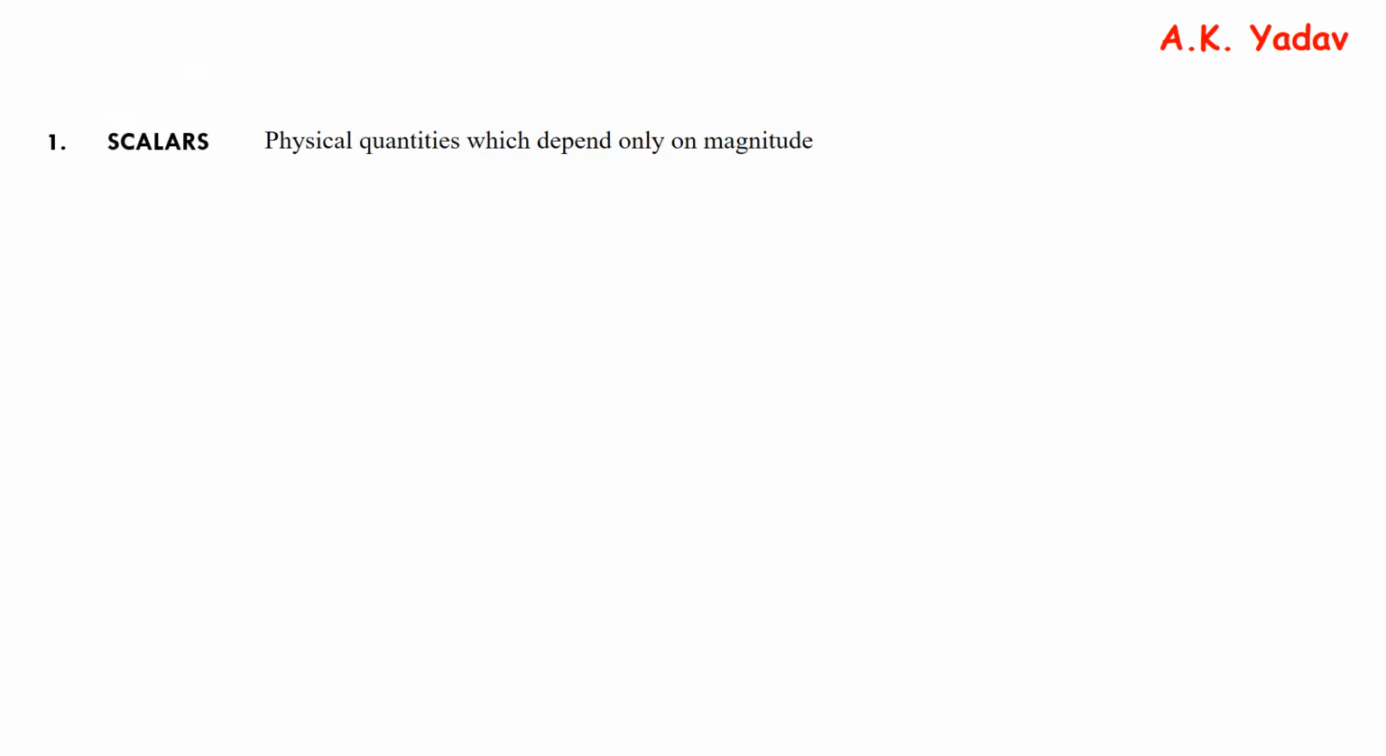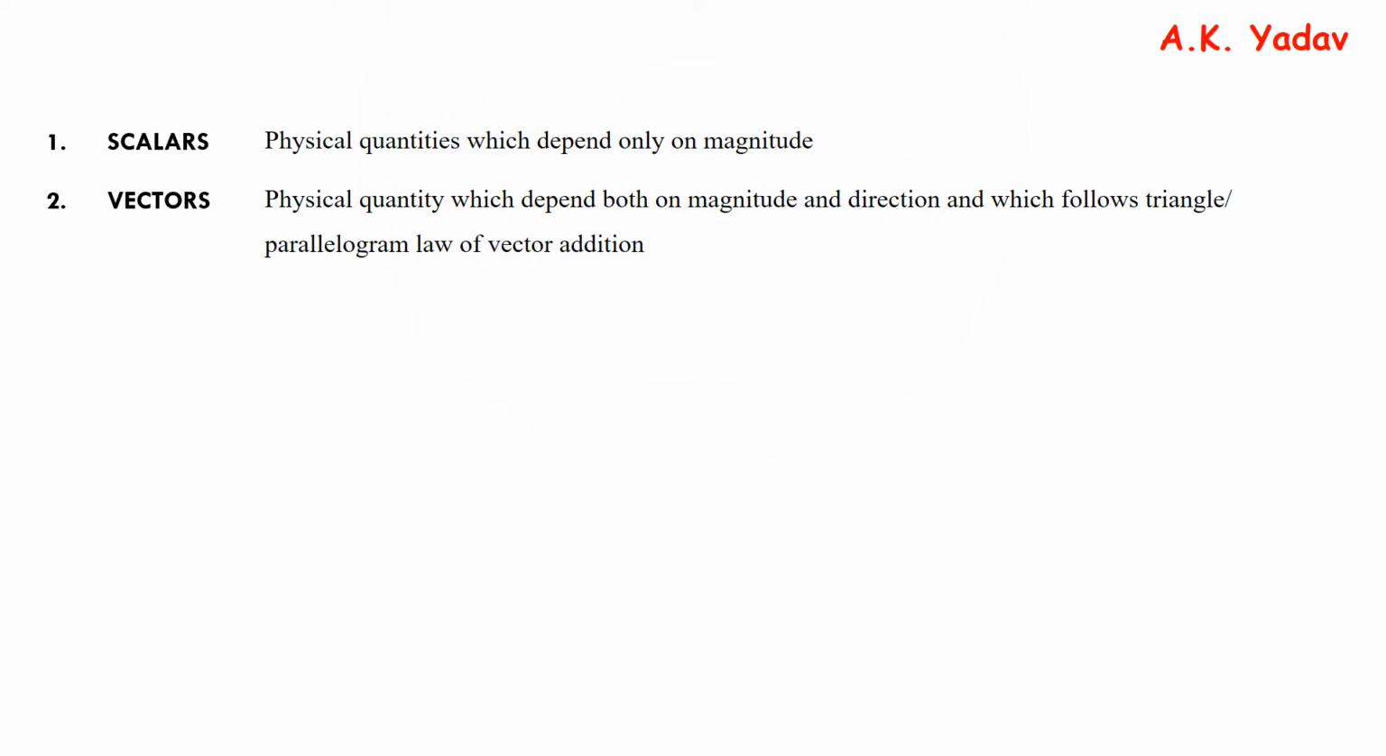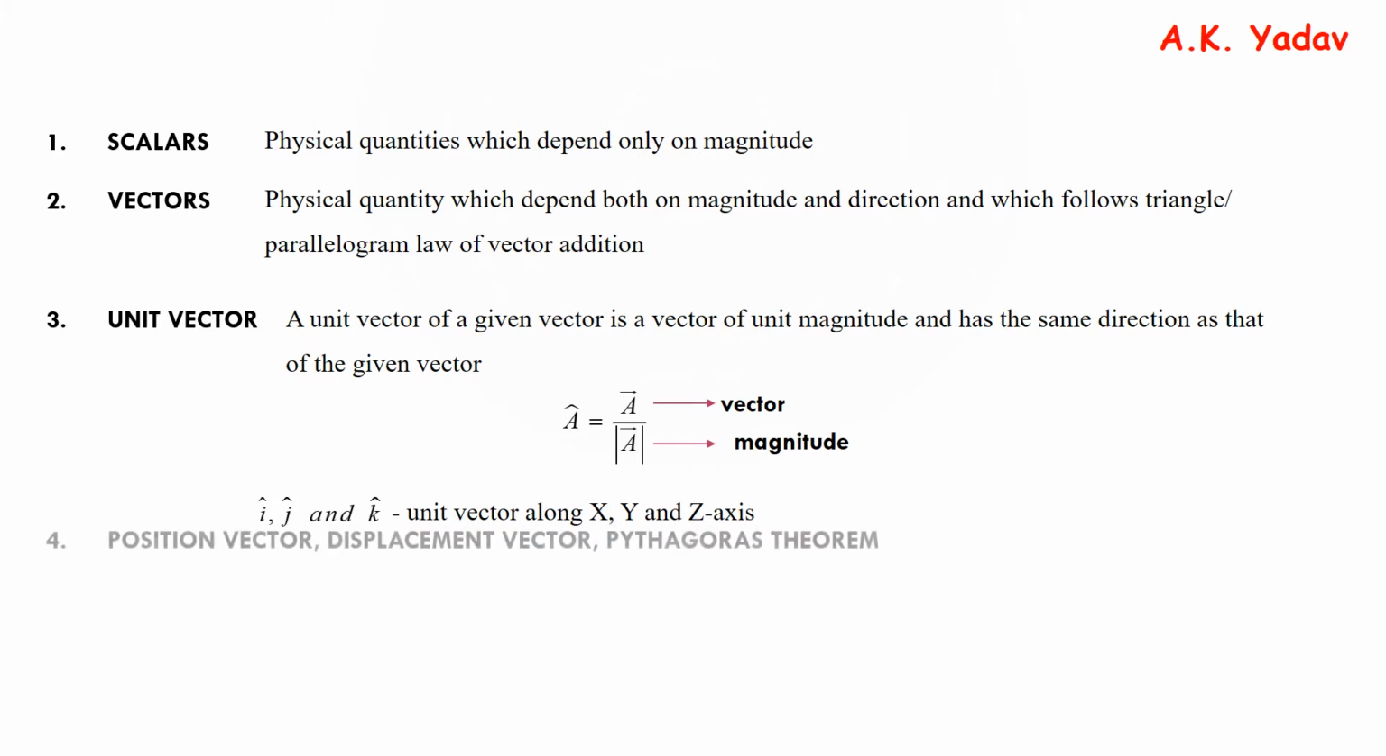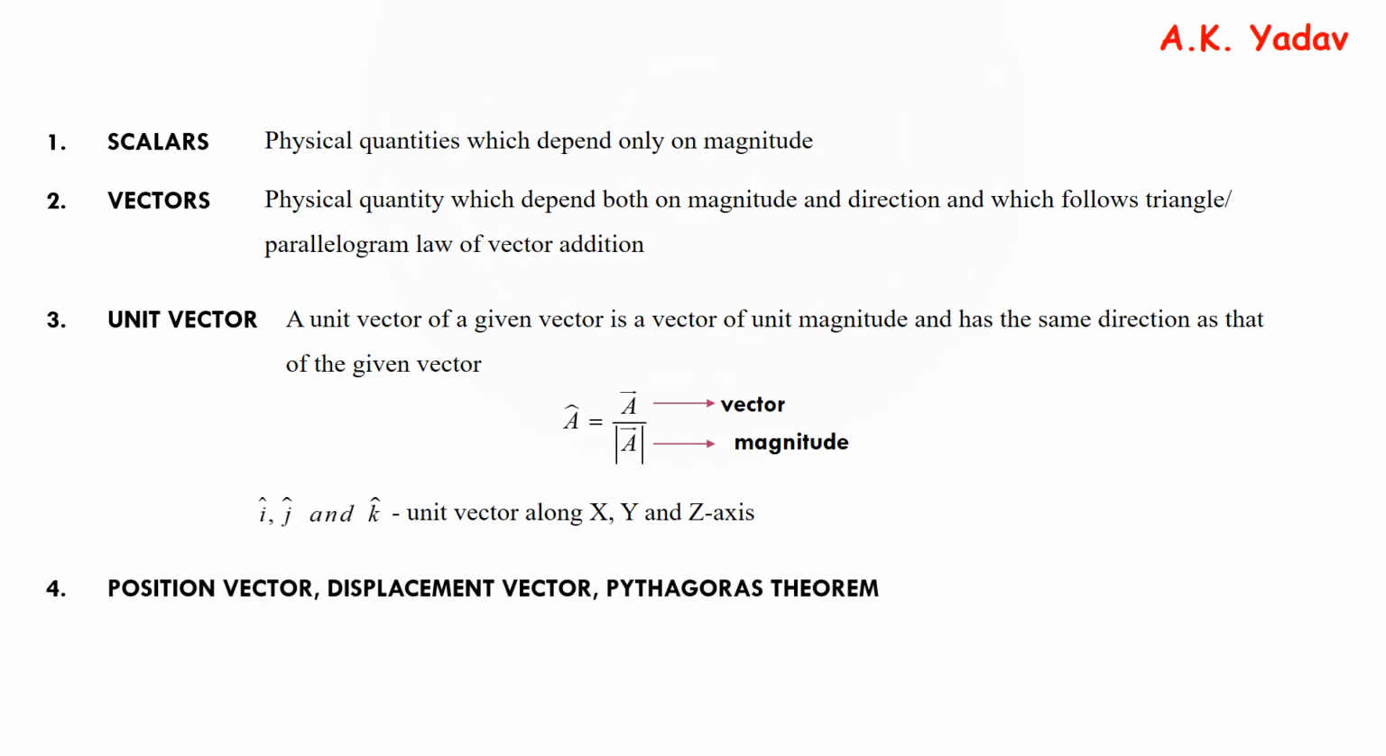What you should be knowing: what are scalars, what are vectors, what is a unit vector, what is its formula, i, j, and k, that is unit vectors along x, y, and z axis, position vector, displacement vector, and Pythagoras theorem.